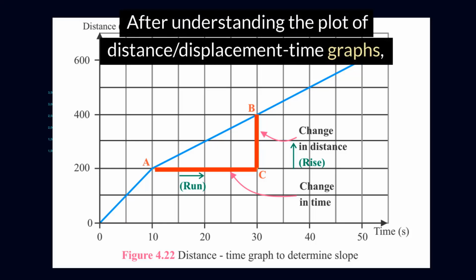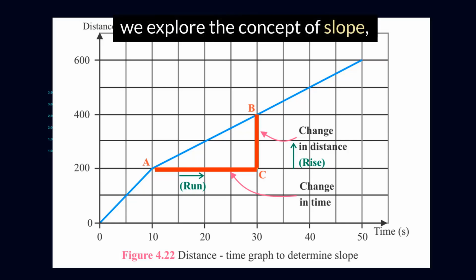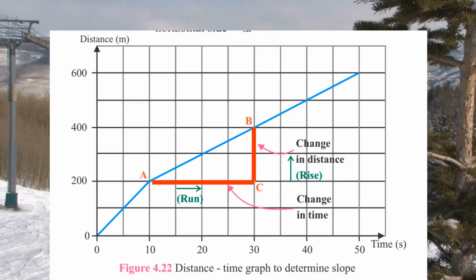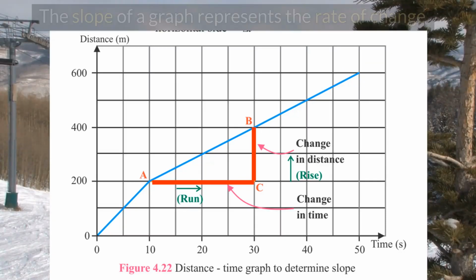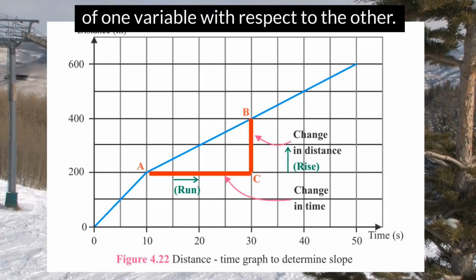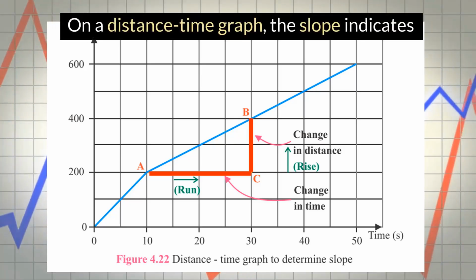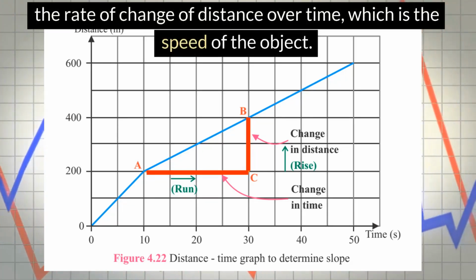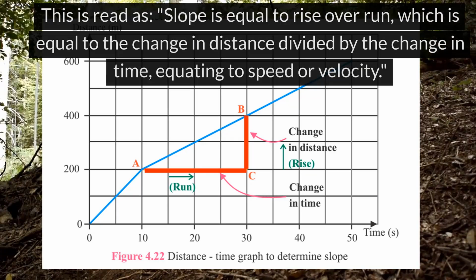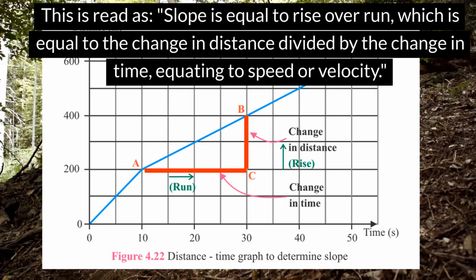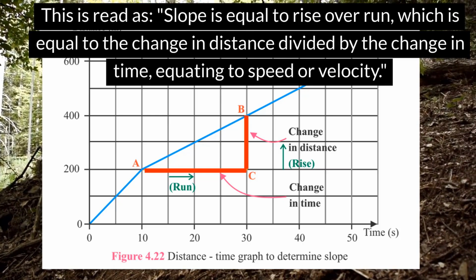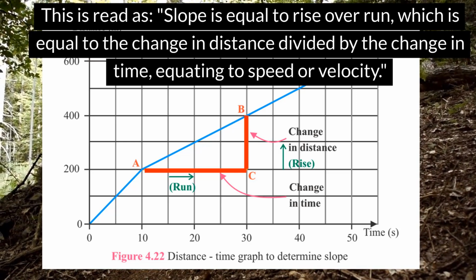After understanding the plot of distance/displacement time graphs, we explore the concept of slope, which is helpful in understanding the nature of motion. The slope of a graph represents the rate of change of one variable with respect to the other. On a distance time graph, the slope indicates the rate of change of distance over time, which is the speed of the object. This is read as slope equals rise over run, which is equal to the change in distance divided by the change in time, equating to speed or velocity.